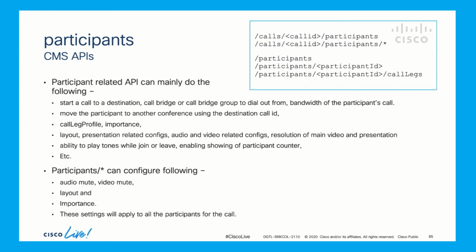Participants, as the name says, refer to all the participants for a conference or a call. This API is very similar to call leg. As you can see, there are a lot of things that can be done, and this API allows you to configure all the permissions a participant has for the conference. Permissions like ability to share, etc. This API can be used to allow someone from the lobby into the meeting.